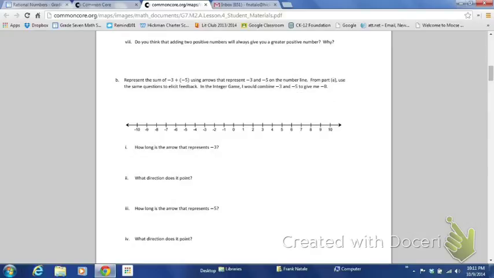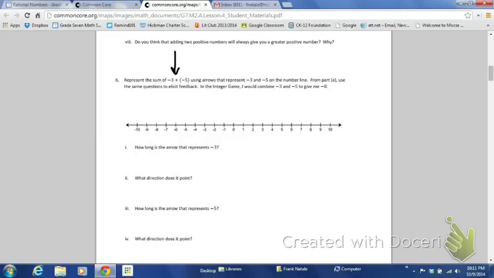All right, so here we go. We have B. This is our example 1, part B. And what they're asking us to do here is to represent the sum -3 plus -5. Again, we are talking about a sum, and we know it's a sum because of our plus sign there in the middle.